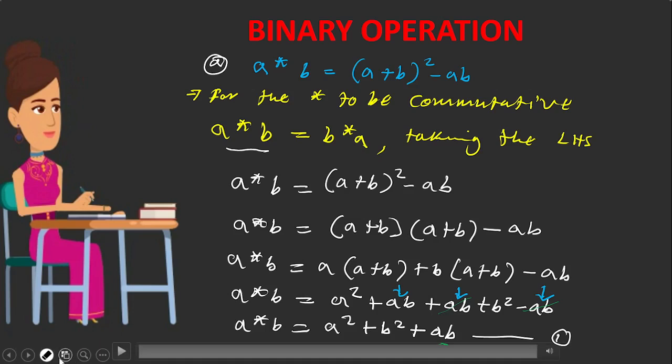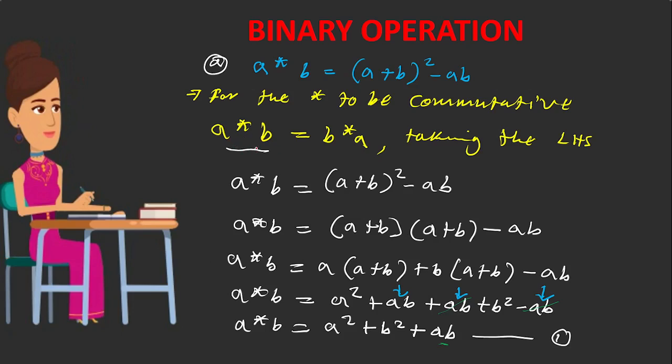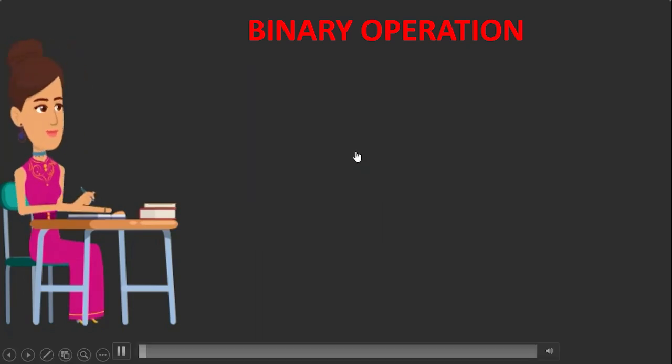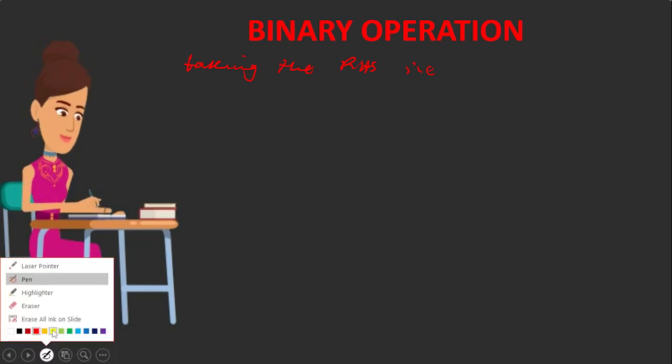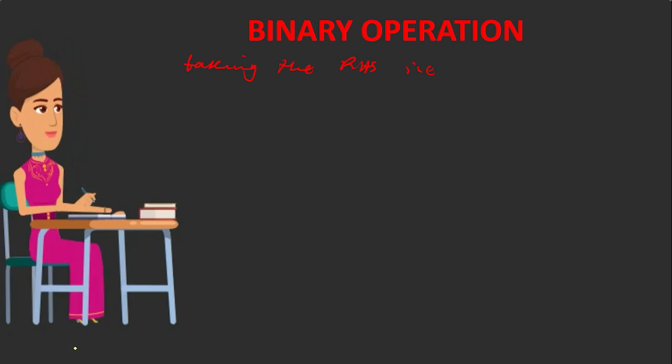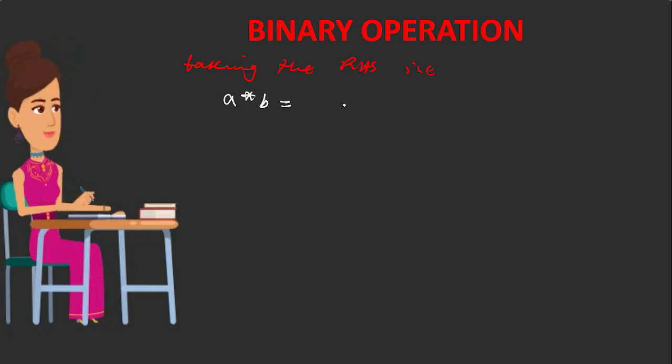So, ladies and gentlemen, we have just worked on the left hand side. Now let's work on the right hand side. We're going to get the right hand side by stating the same thing. Before you even do the right hand side, the most important thing is the formula. So the formula is A star B is simply equal to open bracket A plus B close bracket squared minus AB. So what you're going to do is take the right hand side.